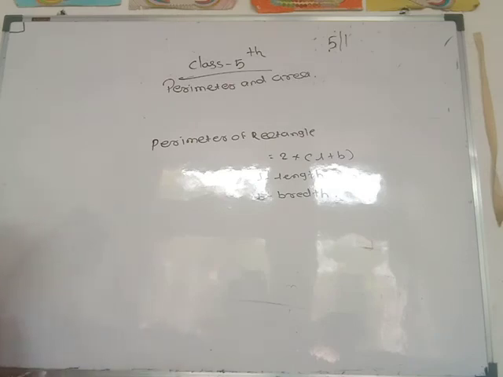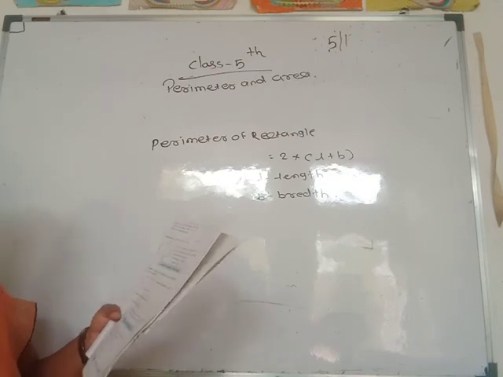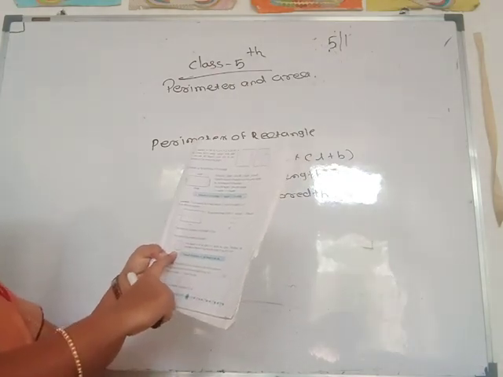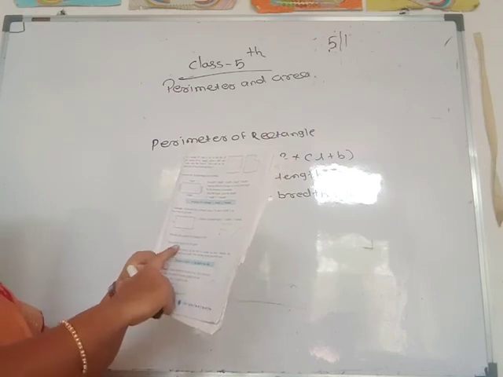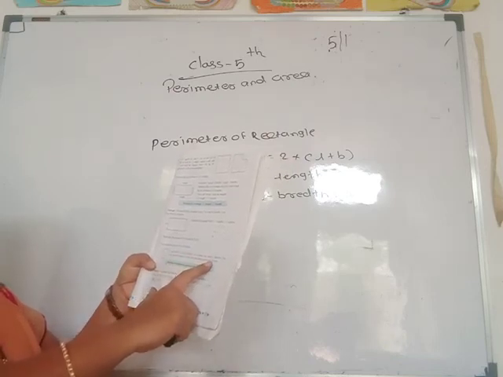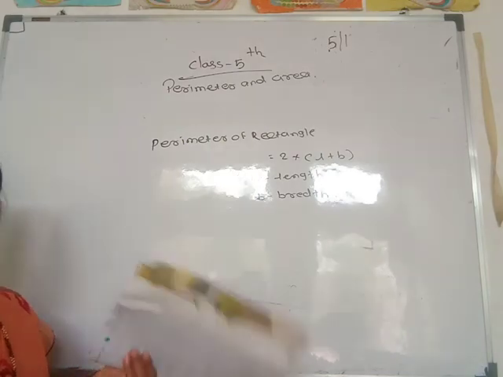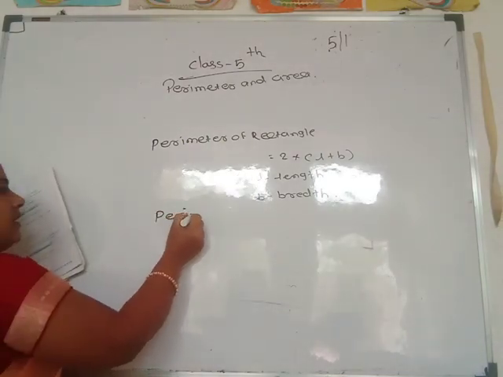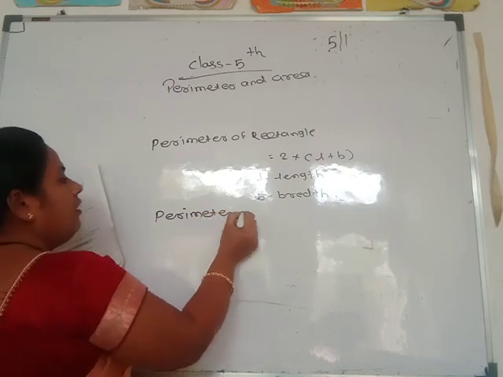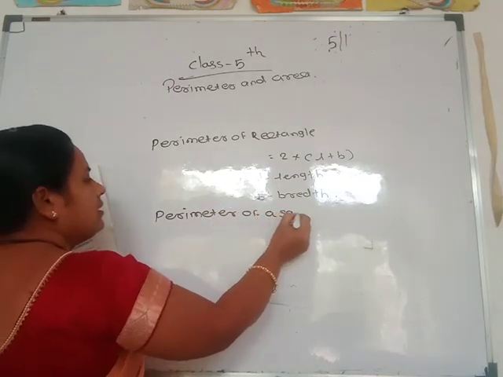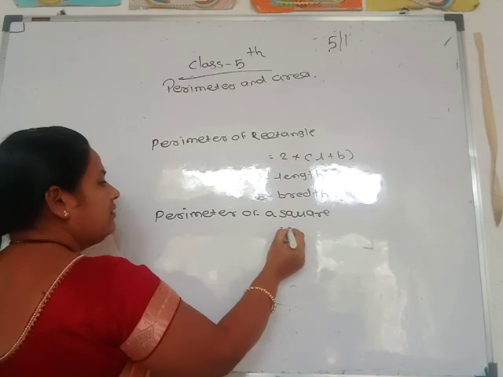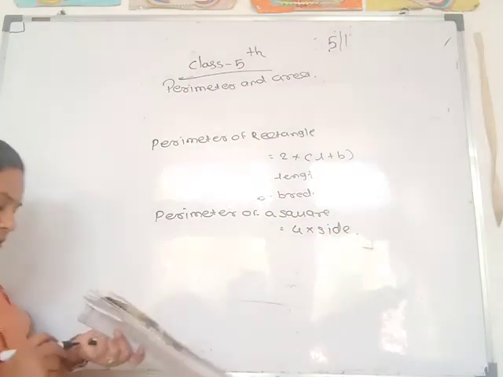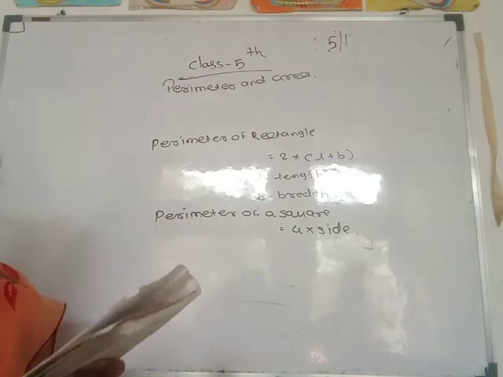Then the formula of perimeter of a square. You see here the lengths of all sides of the square are equal. Therefore perimeter of a square is equal to 4 times the length of its sides. Means perimeter of a square is equal to, as all sides are equal, 4 into side. Perimeter of a square is equal to 4 into side.